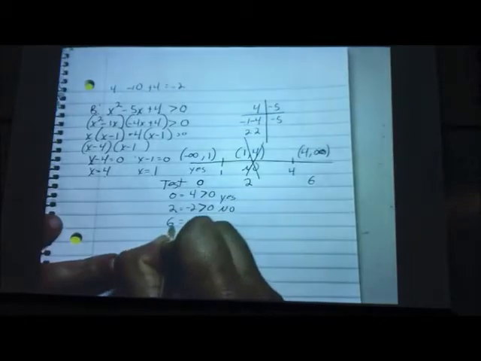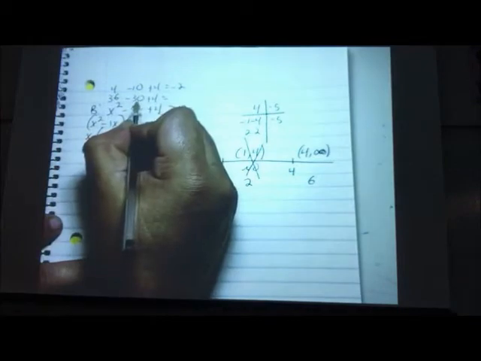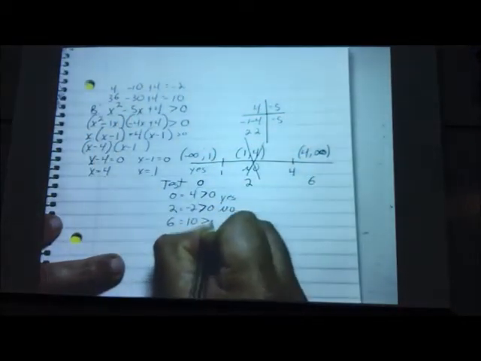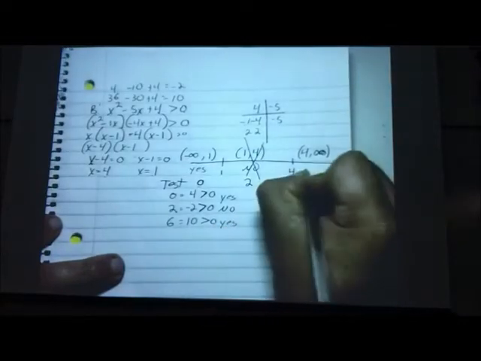The next one is 6. 6 times 6? 36. 6 times 5? Negative 30. Plus 4. 36 minus 30 is 6. 6 plus 4 is 10. Is 10 greater than 0? Yes. So we have 2 yeses.